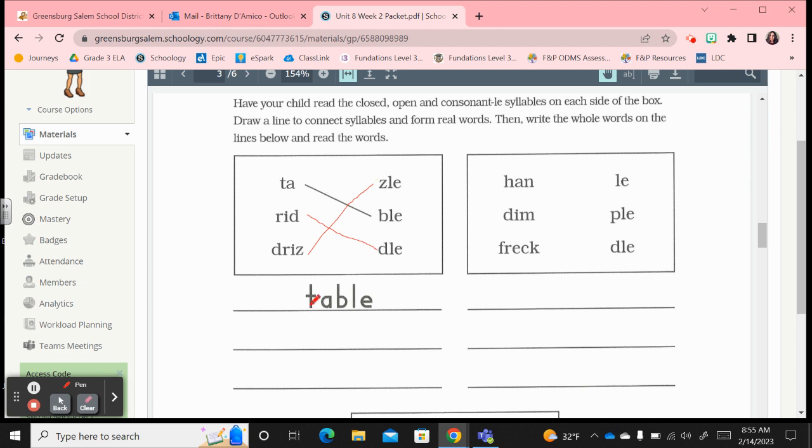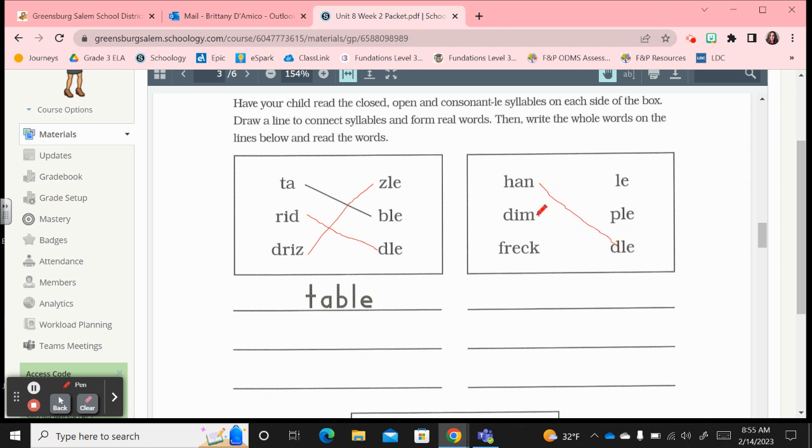Okay, so they already wrote table. You're going to copy the word riddle and drizzle. That should not be a complicated task. Okay, over here we have handle right here.